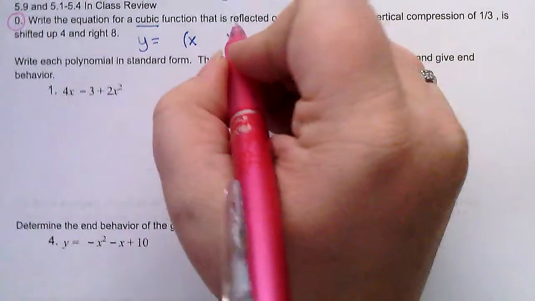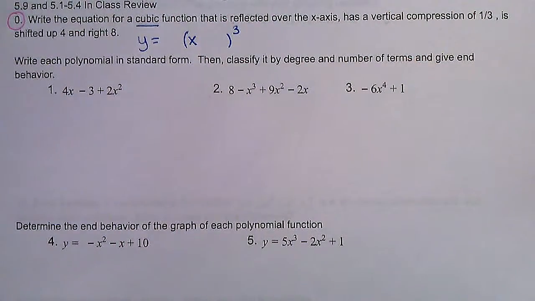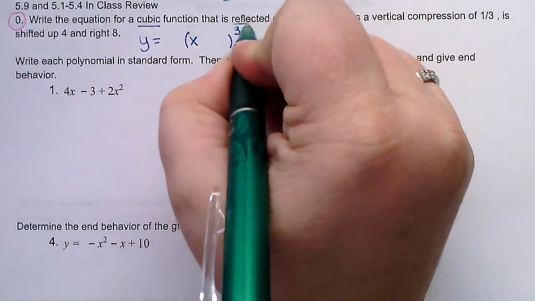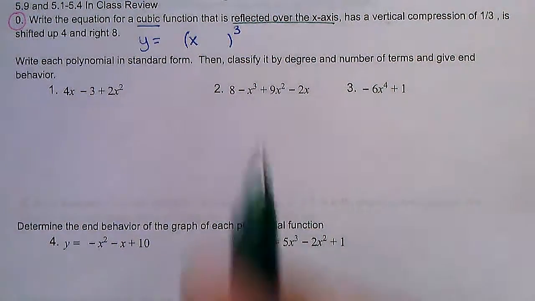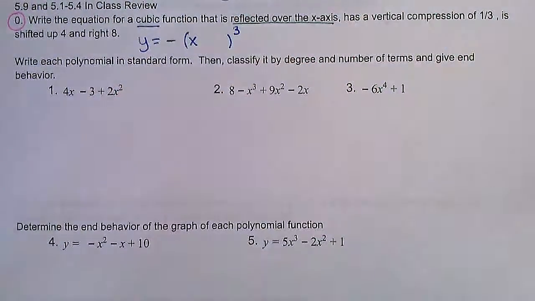It's got reflected over the x-axis. So do you see where it says reflected over the x-axis? Use your 5.9 notes to figure out, first of all, what does a reflection look like? And second of all, where does it go in our equation? So grab your 5.9 notes and let's look for that. Okay, so we've determined that it is a negative, and where does it go? The x-axis reflection actually goes right in front of the parentheses.